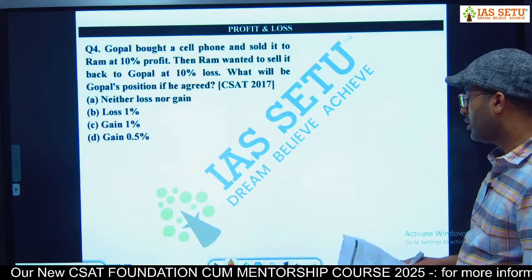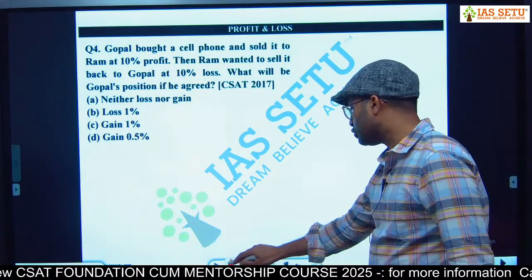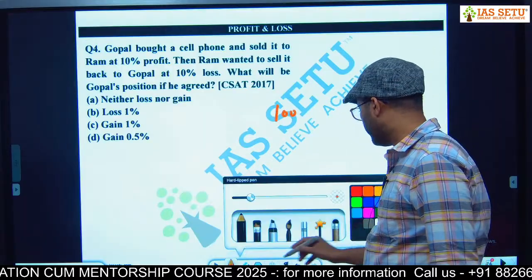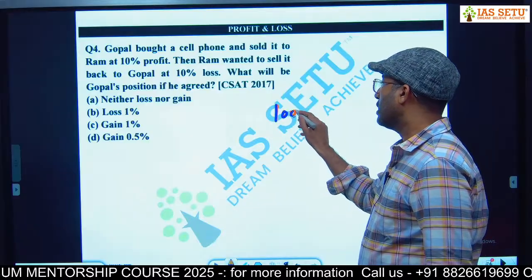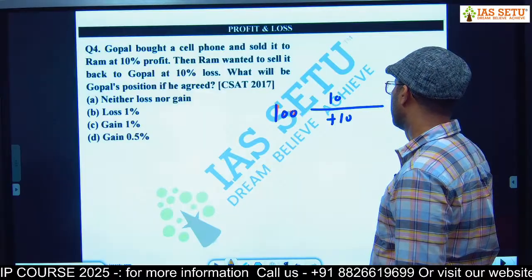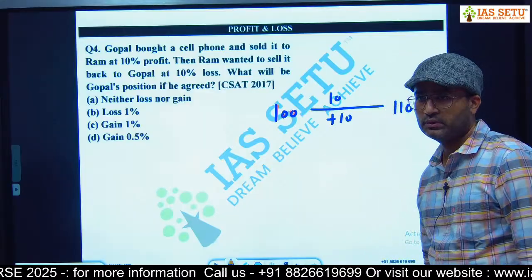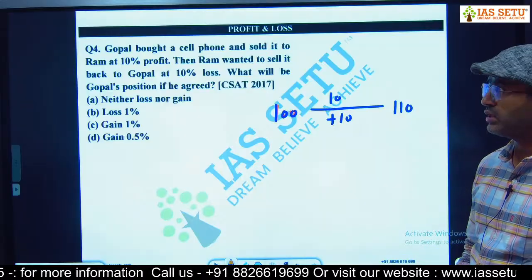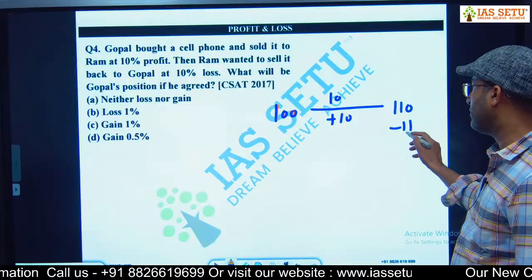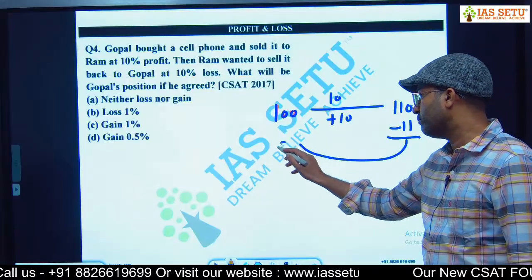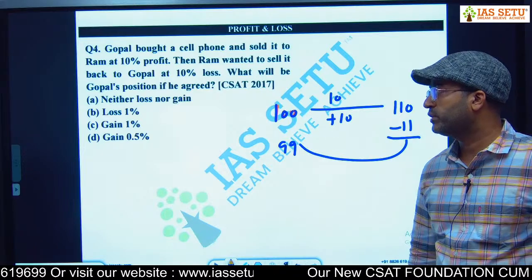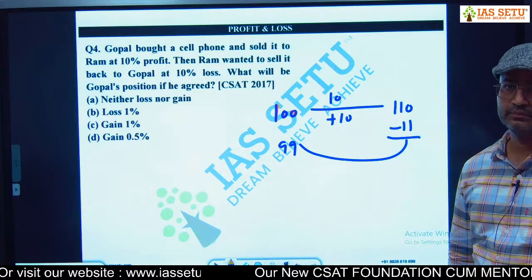ठीक है, कॉस्ट प्राइस गोपाल के लिए मान लो 100 रुपए का. उसने एक 100 रुपए का मोबाइल खरीदा. He charged 10% profit. उसने 10 रुपए प्रॉफिट में राम को 110 रुपए का बेच दिया. Ram wants to sell it back to Gopal at 10% loss. What is 10%? 11 rupees loss. तो he wants to sell back to Gopal at 99. ठीक है, what will be Gopal's position if he agreed?